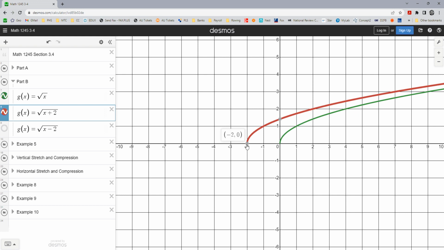So if we're doing x plus 2, instead of thinking, oh, I should move to the right 2 because that's what we're doing to the x, we end up shifting left 2.